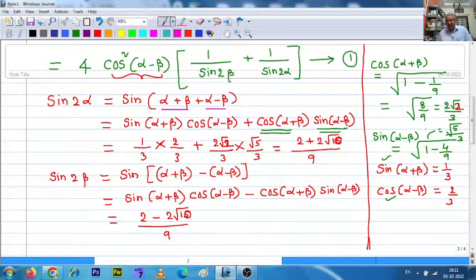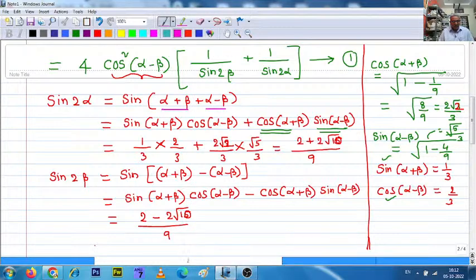Plus next cos alpha plus beta is equal to root of 1 minus sin, that will be root of 8 by 9, 2 root 2 by 3. So write 2 root 2 by 3 multiplied with sin alpha minus beta, which is root of 1 minus 4 by 9. So root 5 by 3. I hope it's clear. Now 2 plus 2 root 10 by 9. This will be similarly 2 minus 2 root 10 by 9.